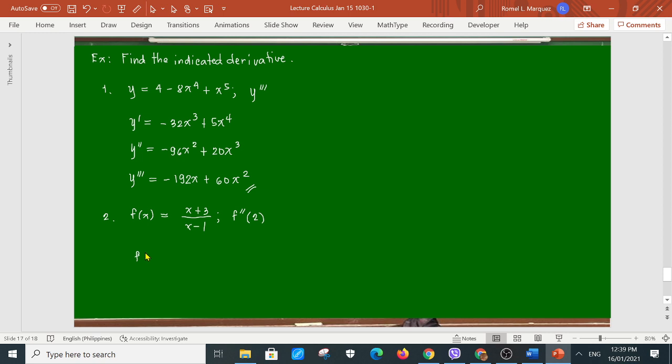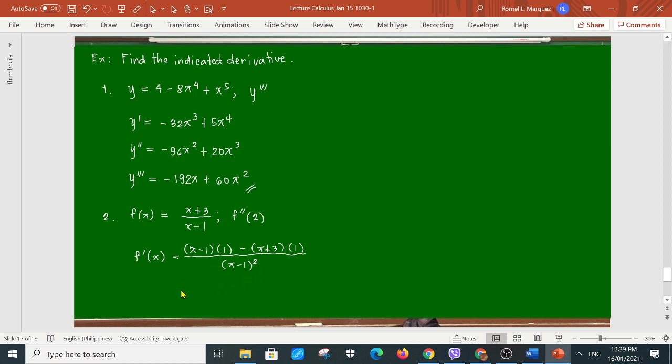First, let's get the formula for the second derivative. To get the formula for the second derivative, we first determine the first derivative. That is a quotient. How do we differentiate a quotient? The denominator times the derivative of the numerator, that is 1, minus the numerator times the derivative of the denominator, that is also 1, all over the square of the denominator, x minus 1 quantity squared.